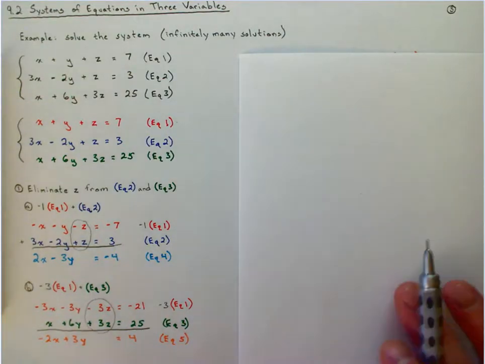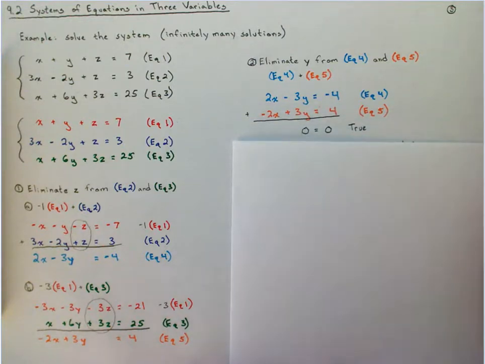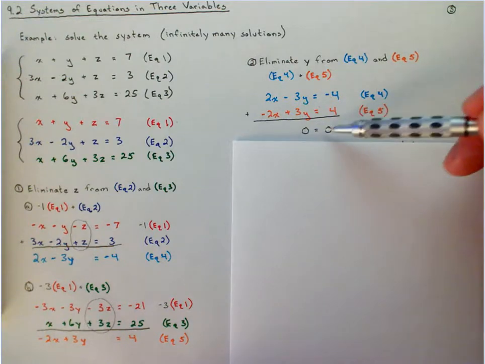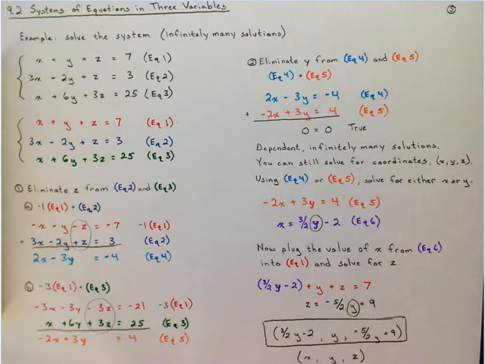Next, I deal with equations 4 and 5, and what I've chosen to do is to eliminate y from equation 4 and equation 5. Well, what I end up with is 0 equals 0, a true statement. I'll go ahead and remove this. The equations are dependent, infinitely many solutions. Now you can still solve for the coordinates x, y, and z, meaning that there's a relationship between all three. So this is where your infinitely many solutions take on a different form.